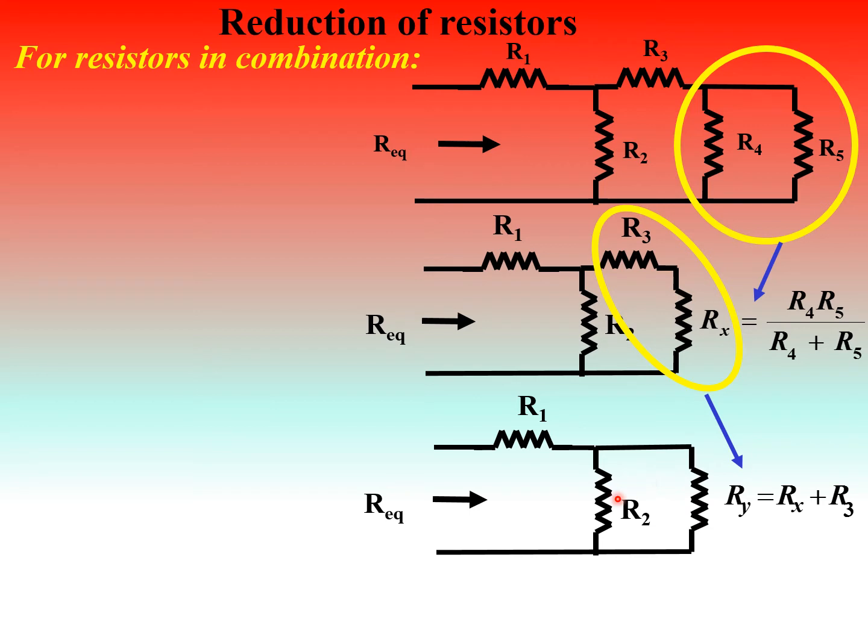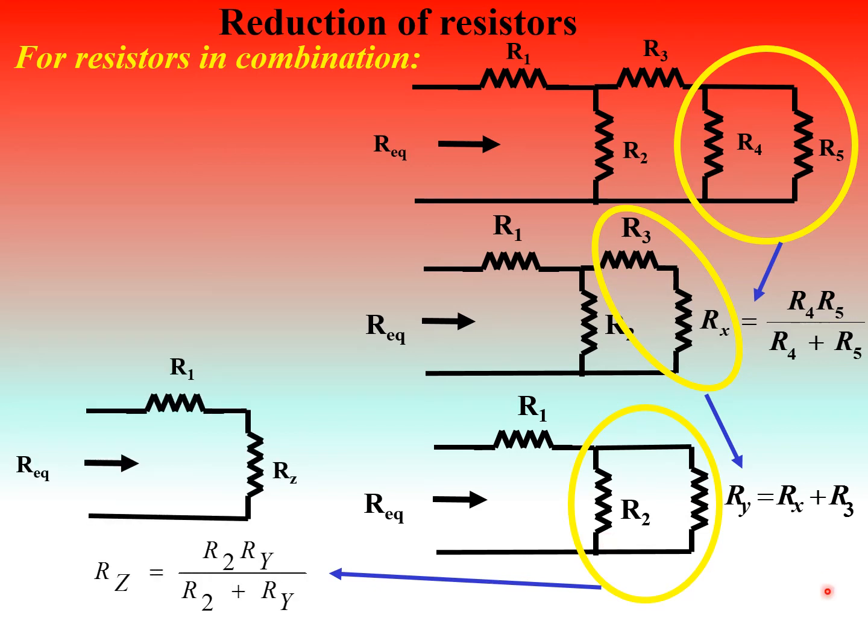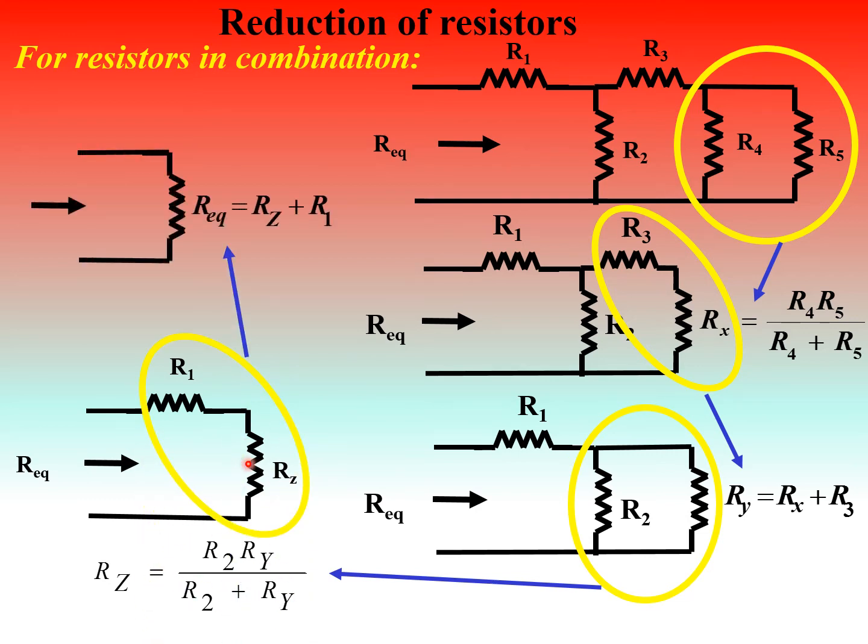Now these two can be further reduced, they are in parallel to each other. So R2 and Ry can again be reduced into one resistor, that is Rz. So Rz equals the parallel combination of R2 and Ry, so R2 into Ry by R2 plus Ry. Now again these two resistors R1 and Rz are in series to each other. So these two can further be reduced to one equivalent resistor, that is R equivalent equals Rz plus R1. So in this way we reduce the number of resistors and replace them with an equivalent resistance.